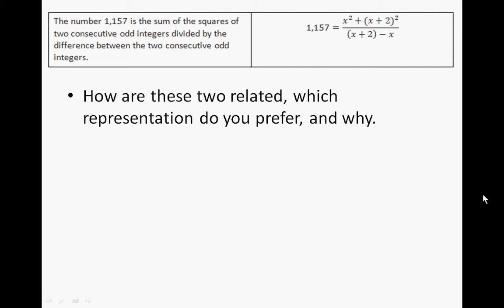So we have two items here. The number 1,157 is the sum of the squares of two consecutive odd integers divided by the difference between the two consecutive odd integers. And then on the right-hand side, we have 1,157 is equal to the quantity of x squared plus the quantity of x plus 2 squared over the quantity of x plus 2 minus x. So the question is, how are these two related? Which representation do you prefer, and why?